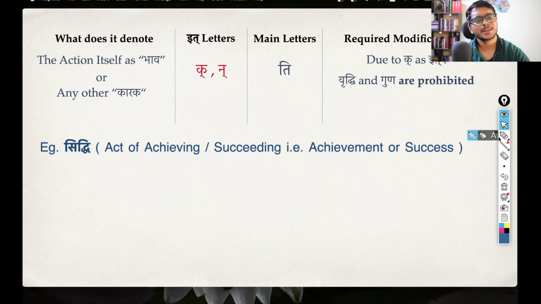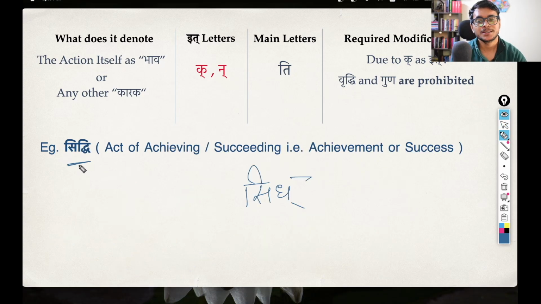Now let us move on and take another example, siddhi. And siddhi is coming from the dhatu, siddh dhatu. Siddh dhatu means to achieve something, right? To accomplish, complete something. So the bhava of its kriya is act of achieving. Basically act of succeeding. So achievement or the success. That is siddhi.